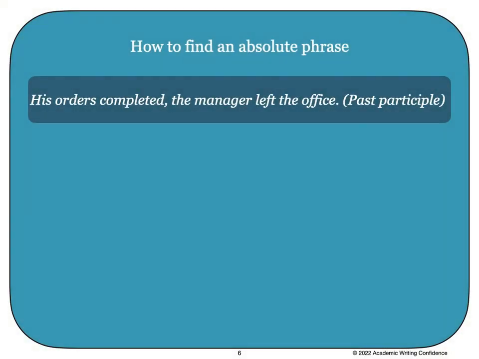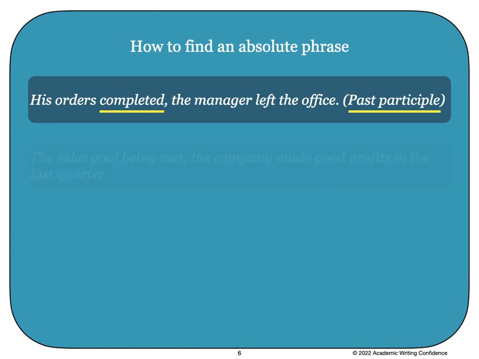So how can you find an absolute phrase in a sentence? Let's look at this sentence. His orders completed, the manager left the office. You can see here that there's a past participle, the word completed, in the phrase at the beginning of the sentence. This is the absolute phrase.